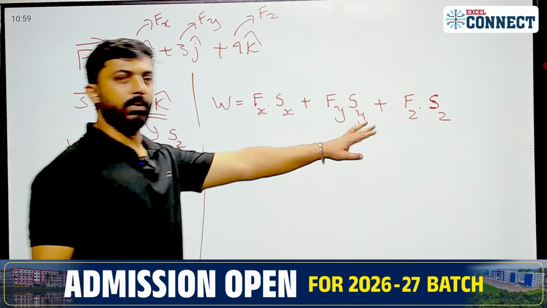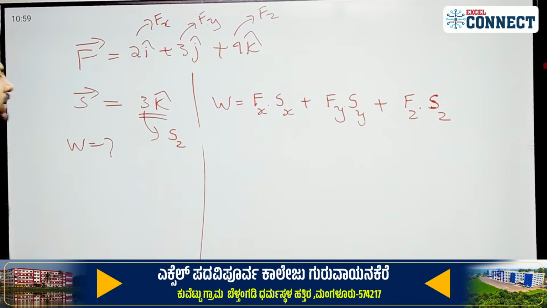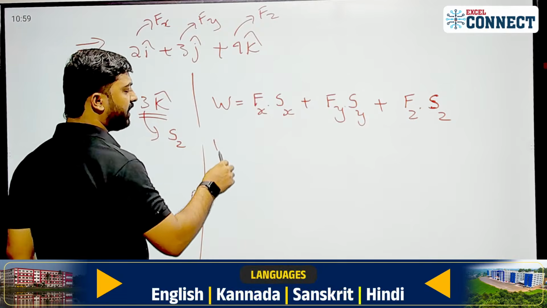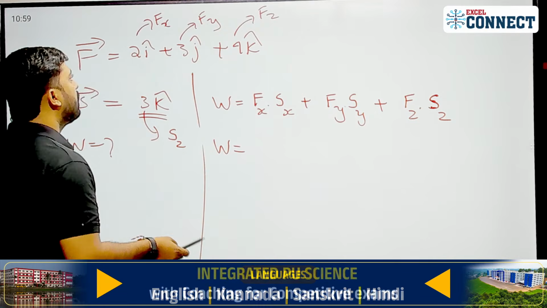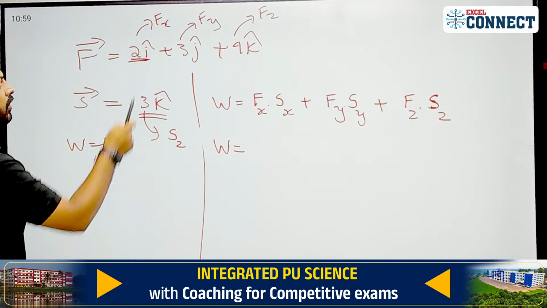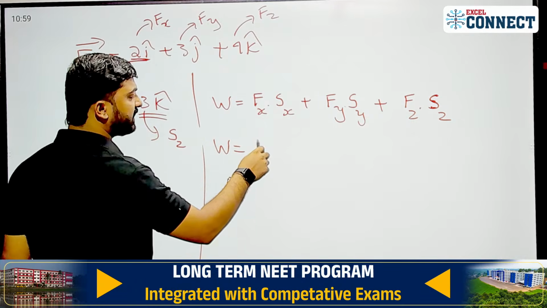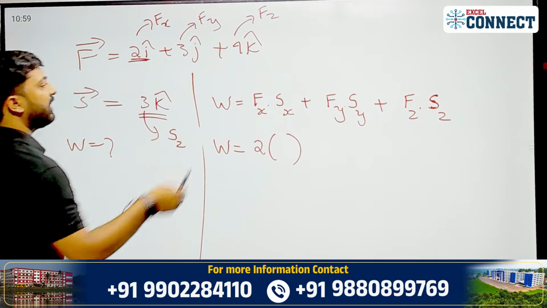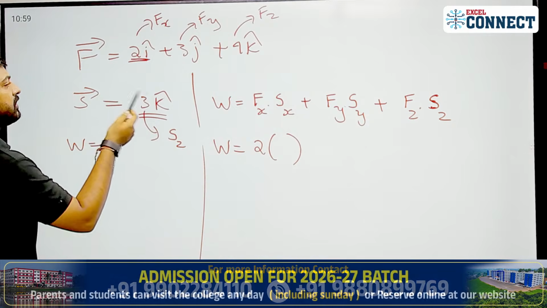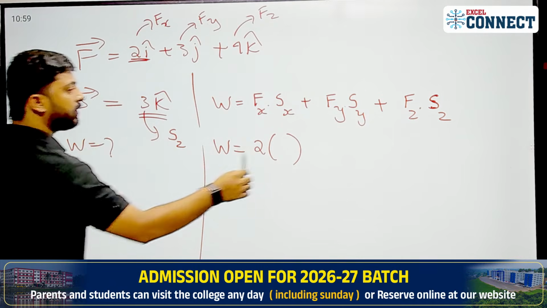You can go for this formula also. This is the dot product form. So work done is equal to multiplying x coordinate with x coordinate. You don't find an x coordinate here, so force in x axis is 2. What is the displacement in x axis? You don't find any i cap here, so it is 0 here.